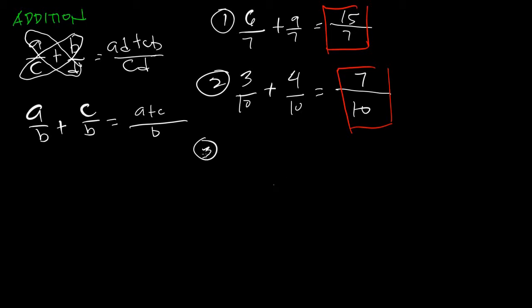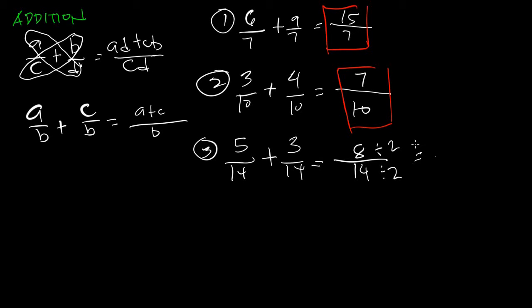Number 3. We have 5 over 14 plus 3 over 14. Parang ganito lang din. Kopyahin nyo lang yung denominator nyo since same naman silang dalawa. Then 5 plus 3 is equal to 8. Pwede pa natin kunin yung lowest common denominator nyo by getting the GCF. So, what is the GCF? We have 2, right? And 8 divided by 2 is equal to 4. 14 divided by 2 is equal to 7. So, 4 over 7 is our final answer.